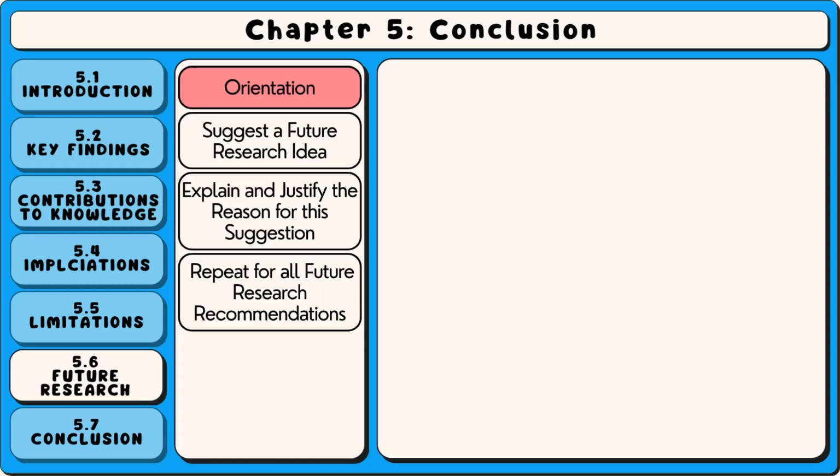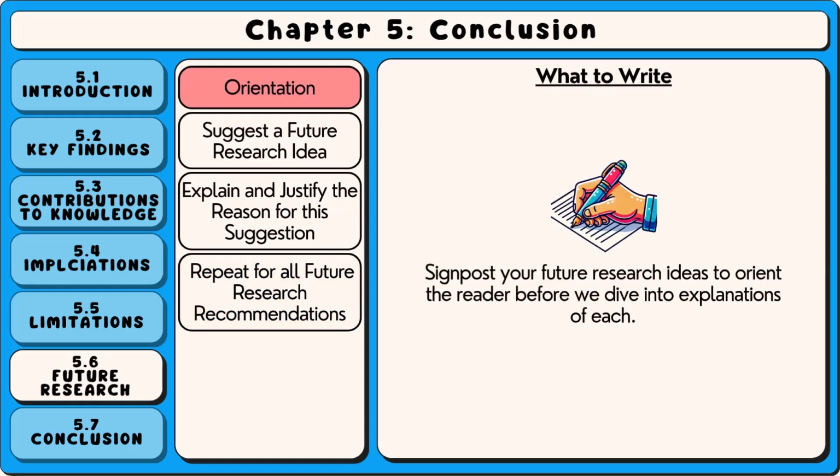First, an orientation. Second, suggest a future research idea. Third, explain and justify the suggestion. And fourth, repeat for all future research recommendations that you have. Starting with the orientation, signpost your future research ideas to orient the reader so that they know all the ideas that you will cover in this section from the very beginning.